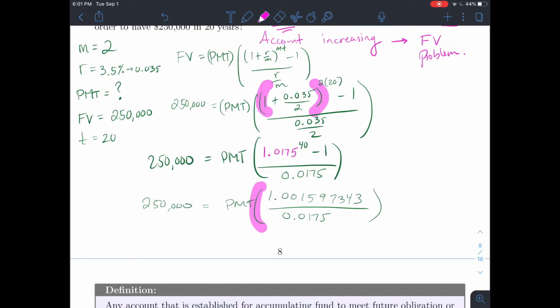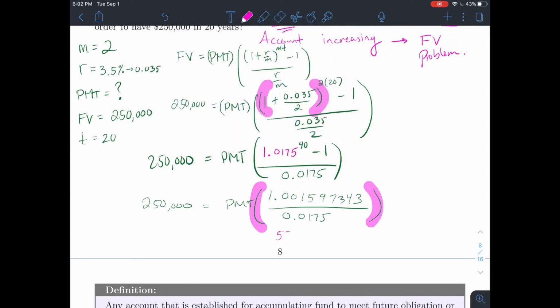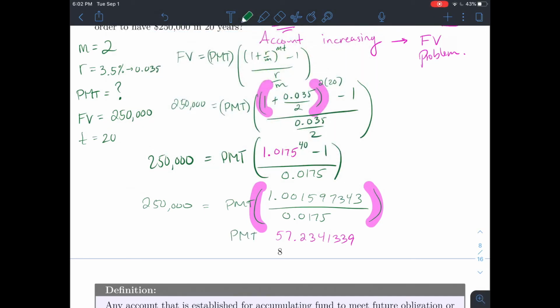Alright, now let's simplify this portion. If you haven't pressed anything else in your calculator, you can just hit the division, because 1.001597343 should have been the last value in your calculator. So hit that division and go 0.0175, and that should reduce to 57.234139. Notice I am not rounding until the end because every penny counts.